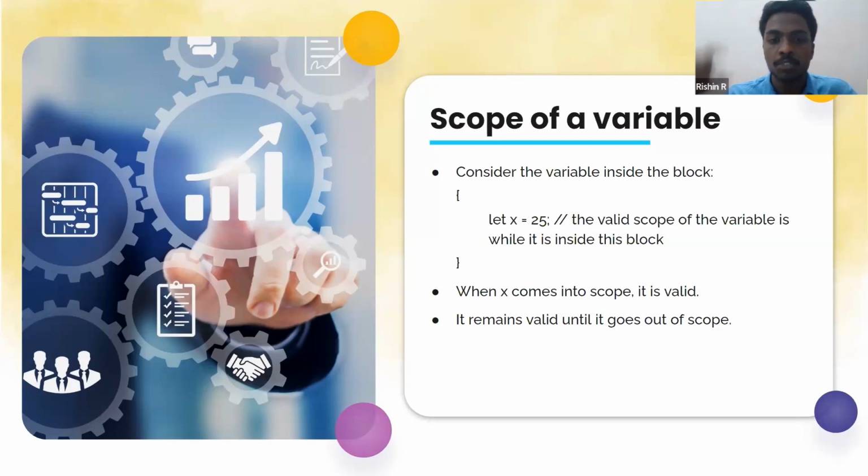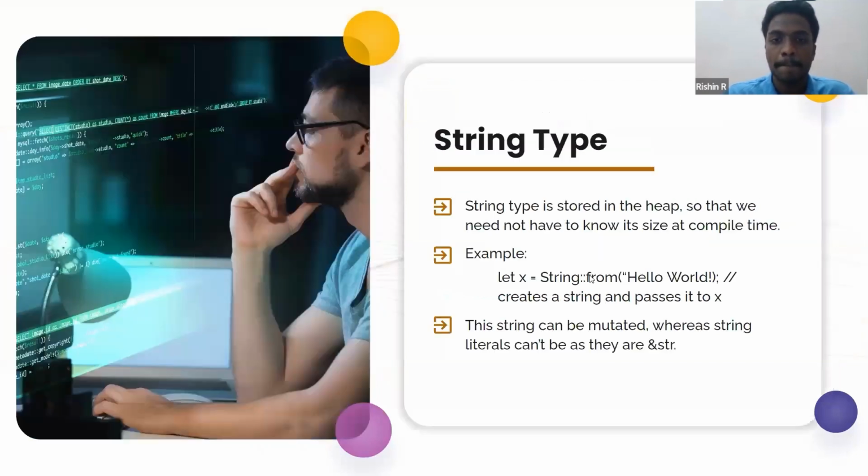Basically, when you create a wrapper and define a variable inside it, its scope only exists inside that wrapper, or that block. This particular value cannot be accessed outside the scope. Outside the scope means outside the block, you cannot access it. So when x comes into scope, it is valid, and it remains valid until it goes out of scope.